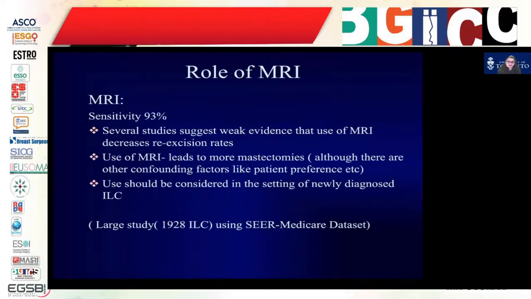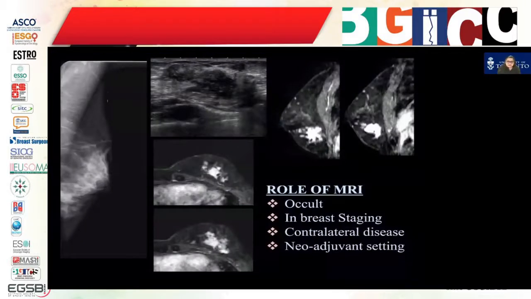We heard a talk on preoperative breast MR and what is the use of MRI in detecting and staging breast cancer. What is the impact on the re-excision rate, and the fact that it leads to more mastectomies and other over-treatment and over-diagnosis. But it is definitely one test that should be offered for any newly diagnosed invasive lobular carcinoma. This has been proven beyond doubt. It is one of the key indications of preoperative breast MRI.